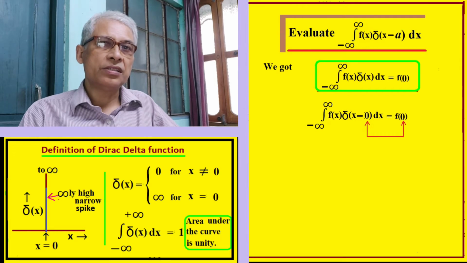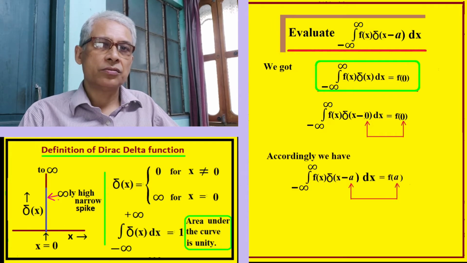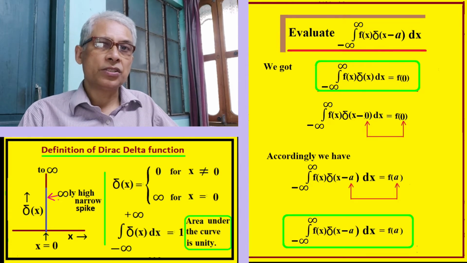Let us recall the result we derived. If integral carries Dirac delta of x minus 0, then the result is f of 0. Accordingly, if the integral carries Dirac delta of x minus a, then the result would be f of a. So we have got the result. Let us put it within a green box.